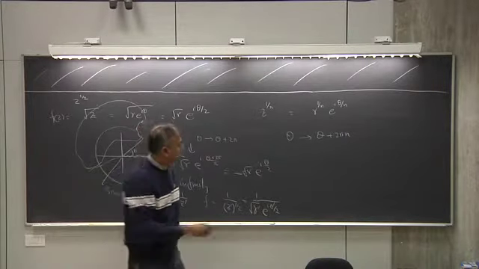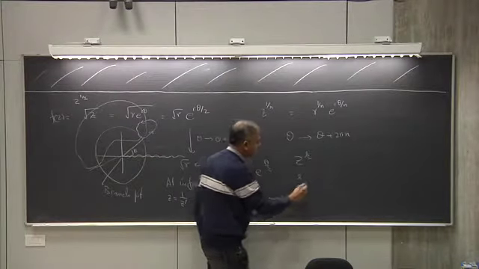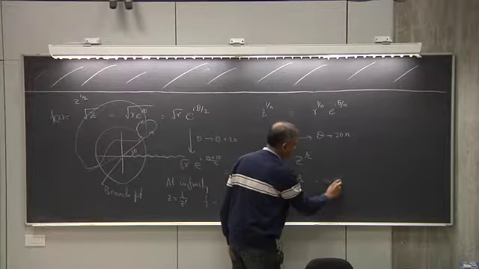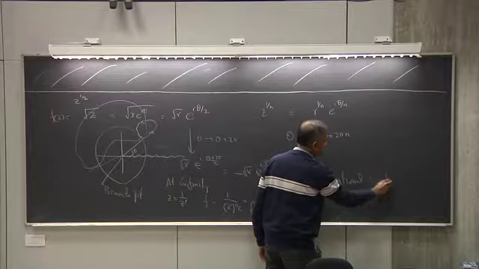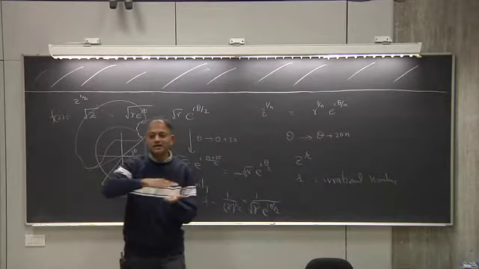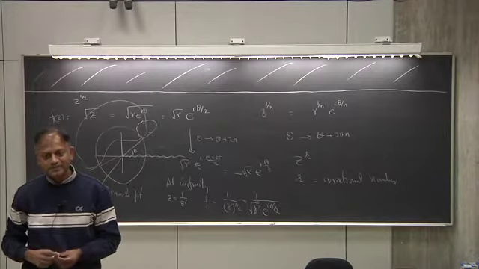However, suppose you consider z to the power of some r, where r is some irrational number. In this case, you will need an infinite number of sheets because it will never come back to its original value. Right?